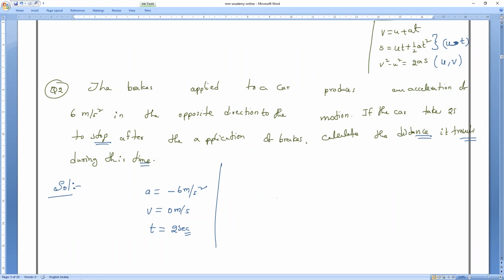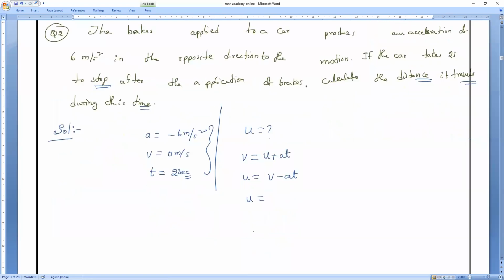If you want to find the distance, first you need to know what? If you want to use the second equation or the third equation, you need to know the initial velocity. By using the given data, which equation can we use to find the initial velocity? The first equation, v equals u plus at. Now u is equal to v minus at. The plus at will come to this side as minus at.